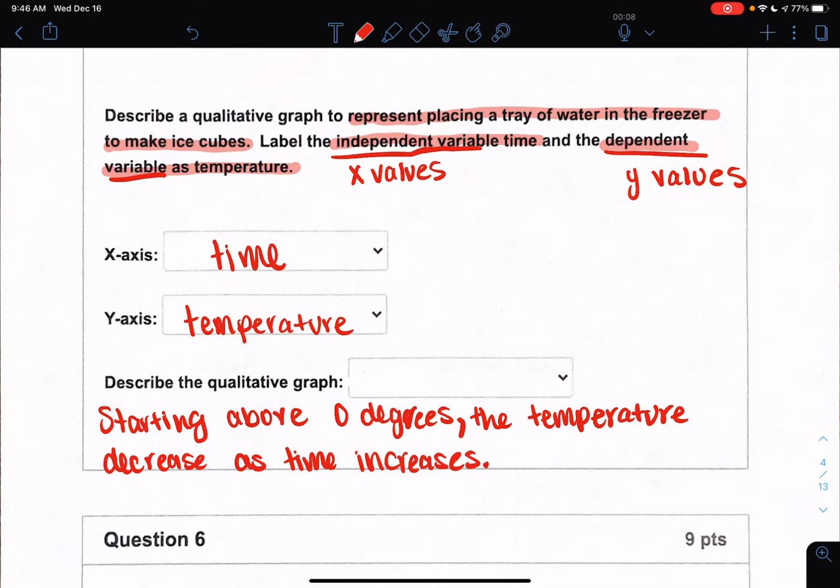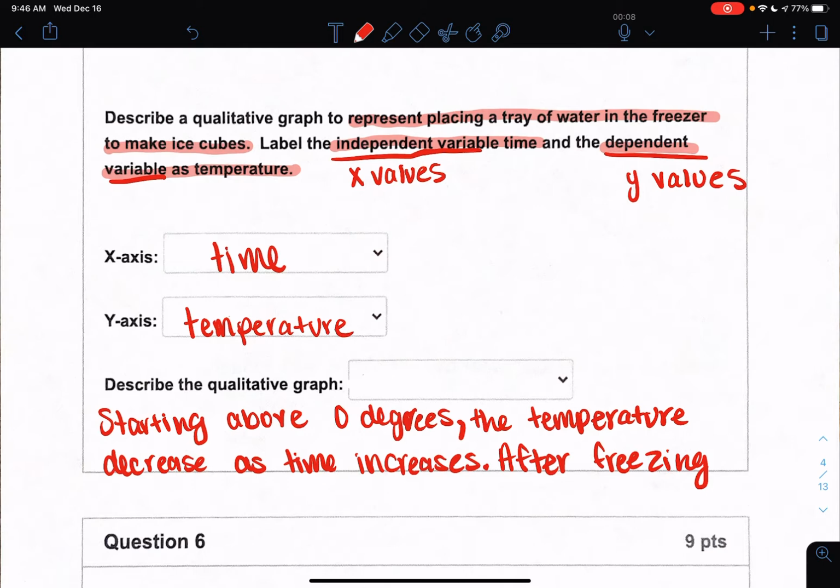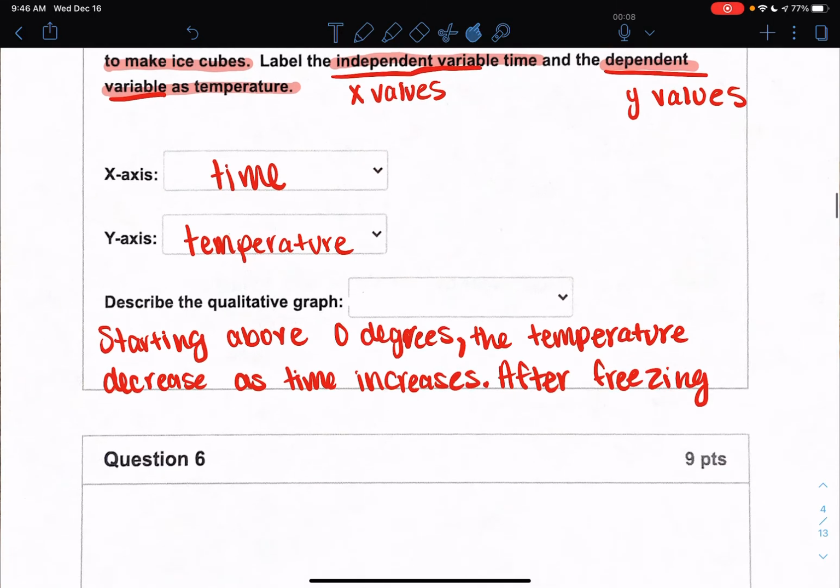Now, after freezing, when it's done being frozen, your temperature will stay the same just because it's frozen. It can't go any colder than being frozen, okay? So after freezing, temperature does stay the same.